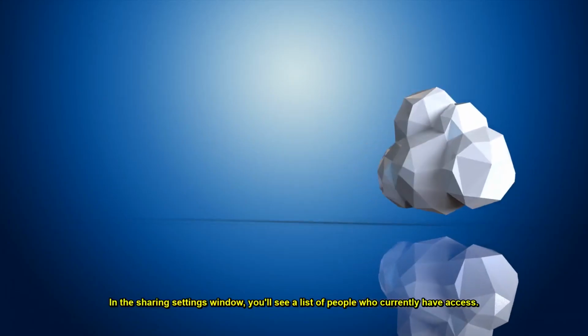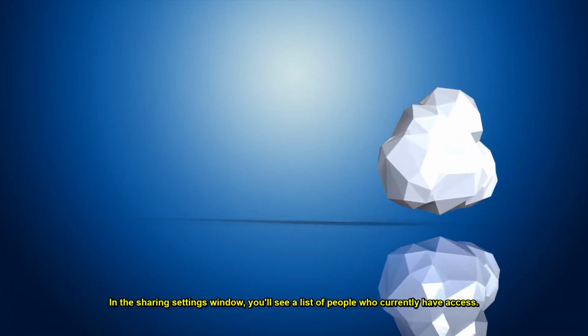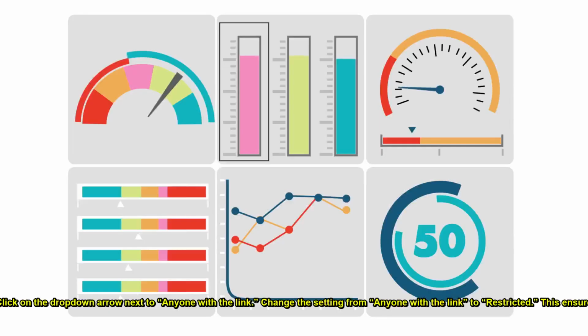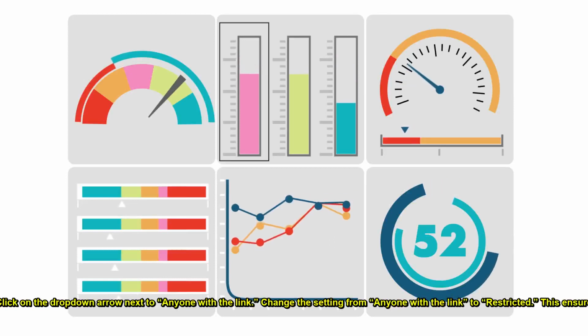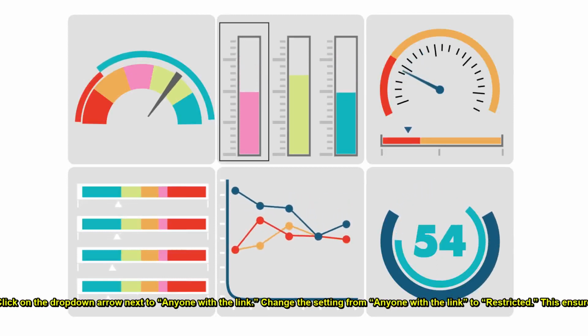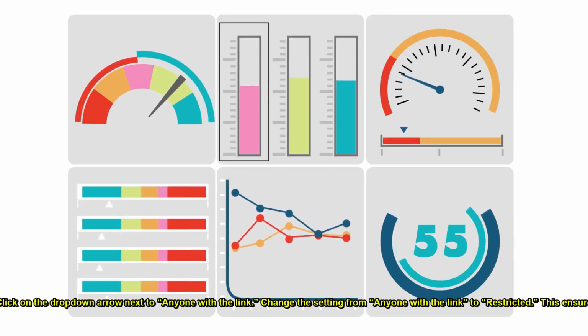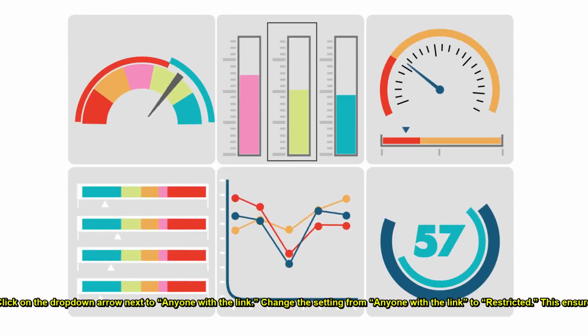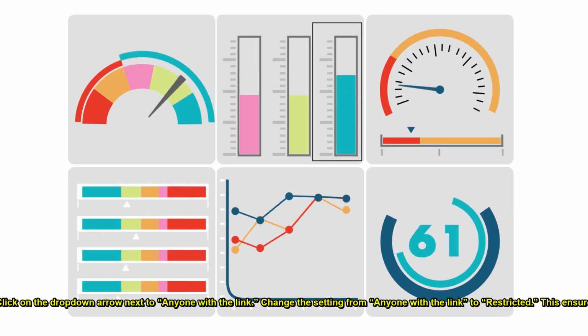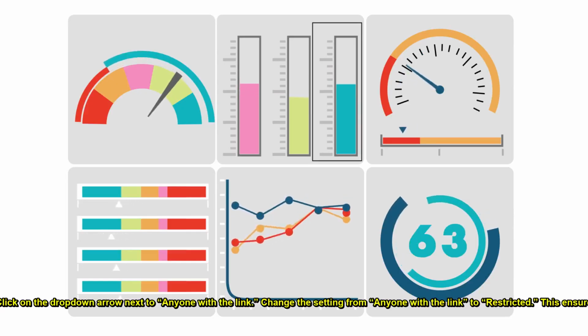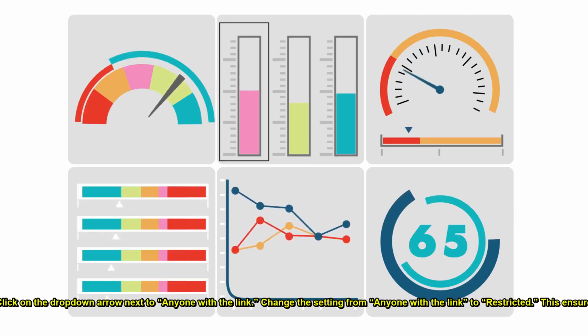In the sharing settings window, you'll see a list of people who currently have access. To restrict external access, find the section labeled Get Link. Click on the drop-down arrow next to Anyone with the link. Change the setting from Anyone with the link to Restricted. This ensures that only people you explicitly share with can access the file.